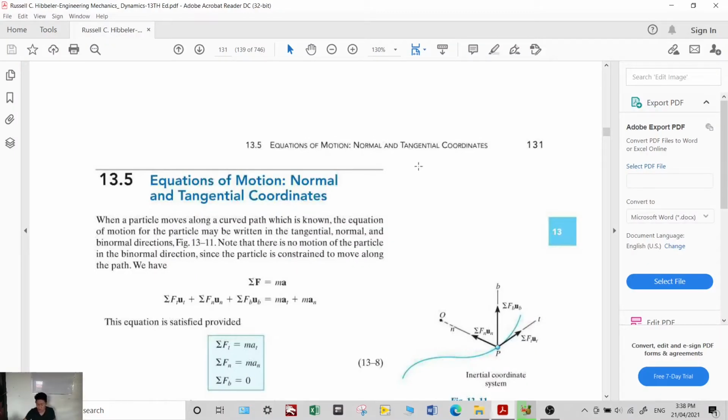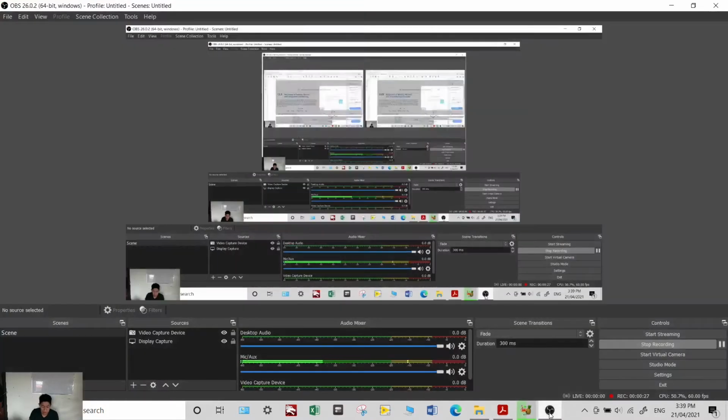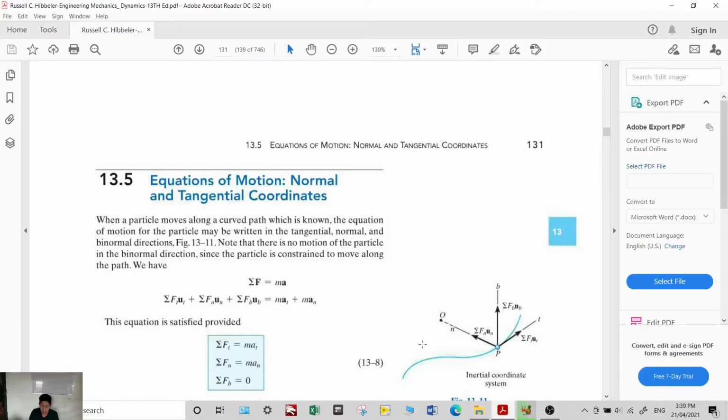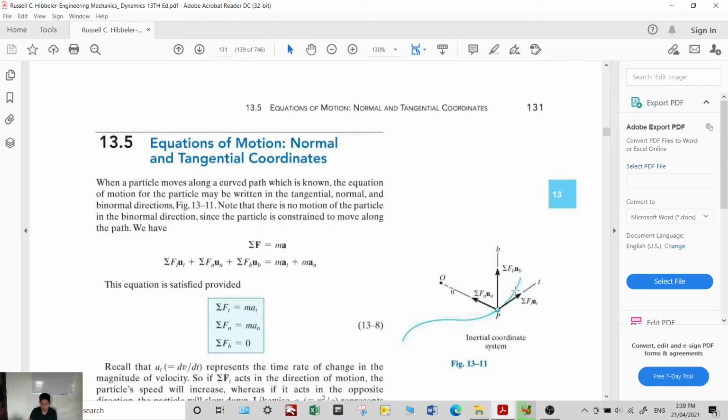Today we'll proceed with applying Newton's second law of motion for normal and tangential coordinates. Last time we used the rectangular coordinates to solve problems involving motion and the forces that act with it. However, today we will apply it using the normal and tangential coordinates. So if this is the path of the object, the object is confined to move along this path.